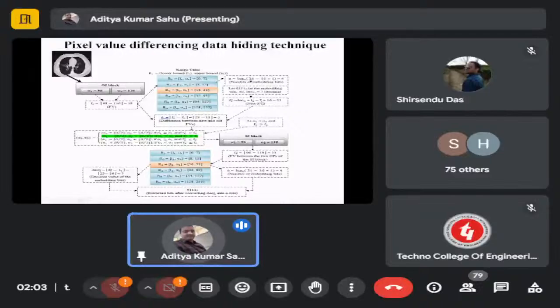Then we will find the difference between FB and FB prime, which is 23 minus 18, that is 5. So this is the difference between the new and old difference values.